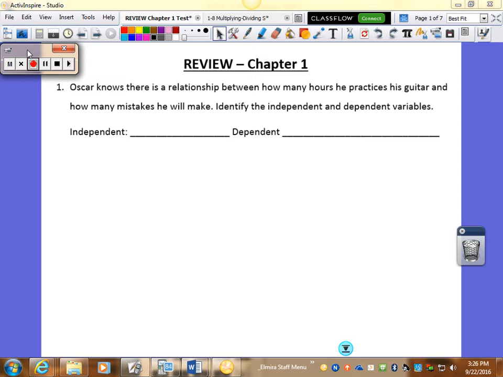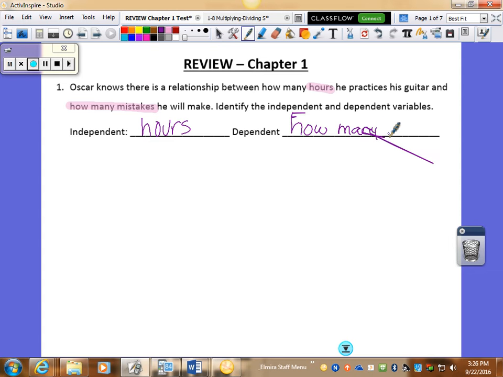Review for Chapter 1. Oscar knows there's a relationship between how many hours he practices guitar and how many mistakes he will make. Identify the independent and dependent variables. Okay, well, things that I can count. I can count hours and I can count how many mistakes. So hours, as a unit of time, time is always our independent variable. Dependent will be how many mistakes.